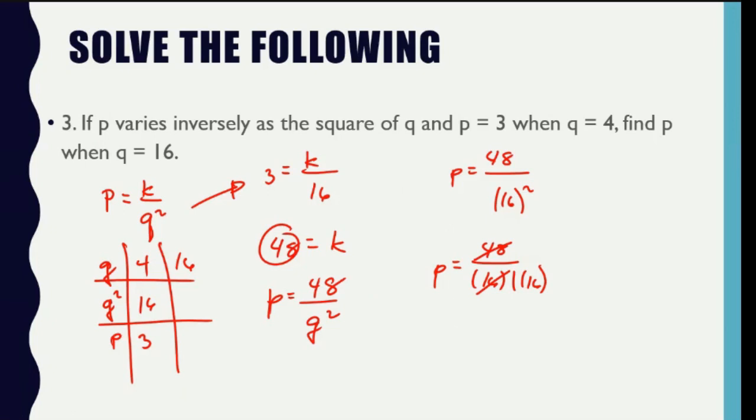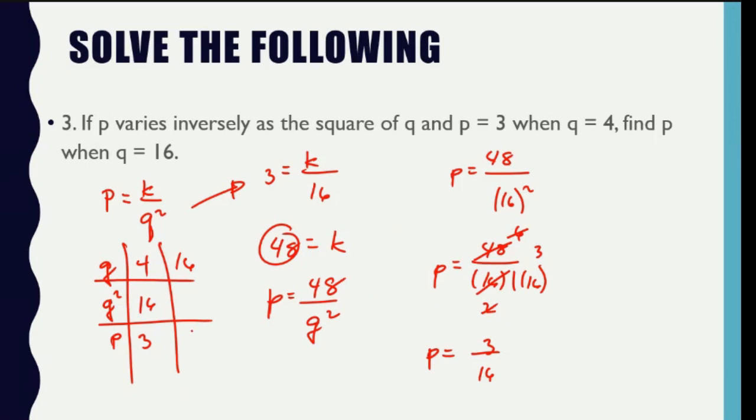So sa 48, the common factor between 48 and 16, pwede tayo sa 8. So, 48 divided by 8 is 6. 16 divided by 8 is 2. And there is also a common factor, 2. 6 divided by 2 is 3. So p is equal to 3 over 16.